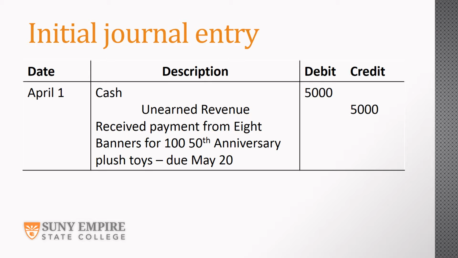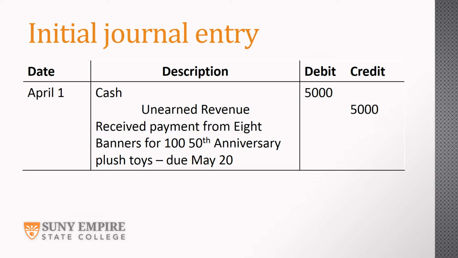As with all journal entries, we start with the date of the transaction. We then list the account to be debited, cash, and the amount of that debit, $5,000. Next is the credited account, unearned revenues, with a matching amount of $5,000. We finish with an explanation of the transaction, describing that the payment of $5,000 was from 8 Banners Amusement Parks for the 100 plush toys, to be delivered by May 20th.